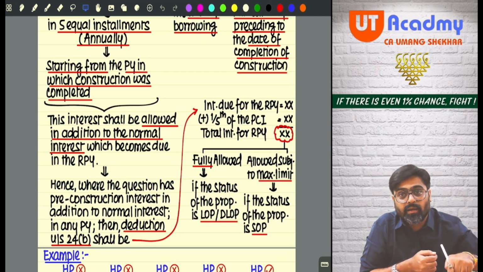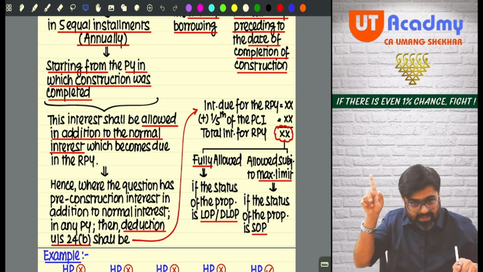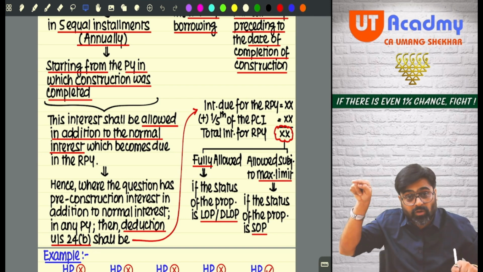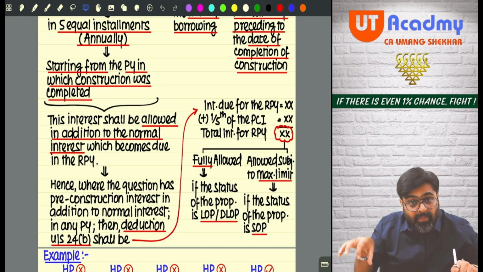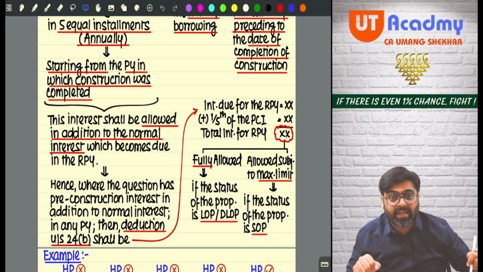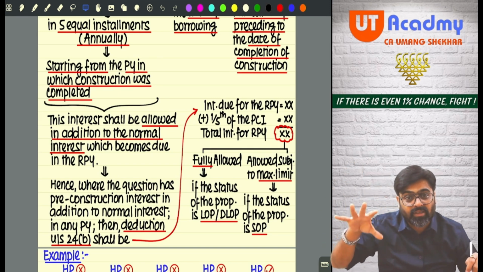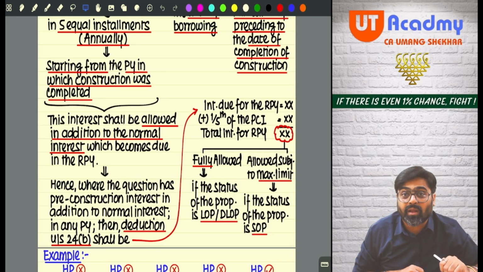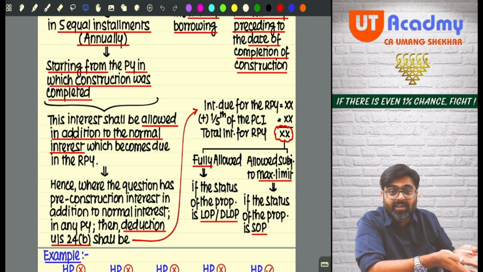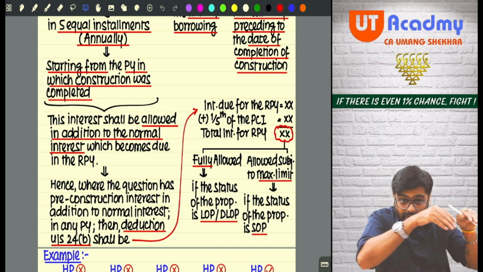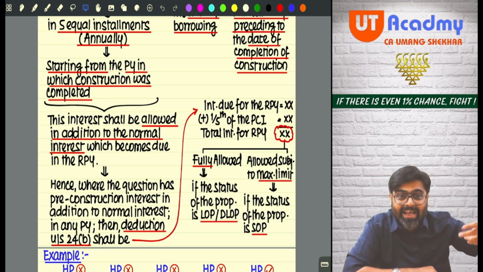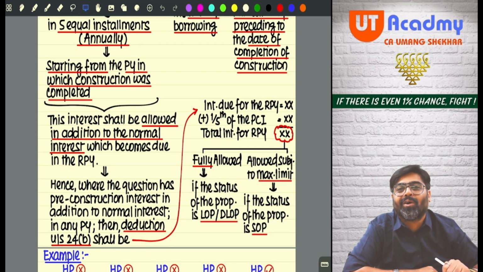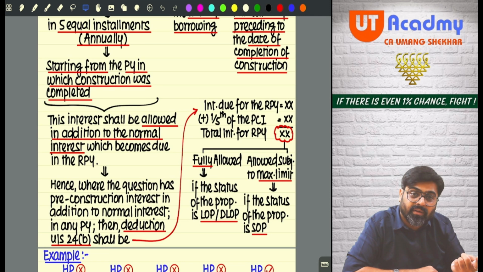And now check, was there any pre-construction interest? Yes. On that, was there any 1/5 remaining to be claimed in this year? Yes. First year claim, second year claim. This is the third year in which I have to claim 1/5. Or this may be the first year in which I am claiming 1/5. Or this may be the fifth year in which I will be claiming. So you add your 1/5.